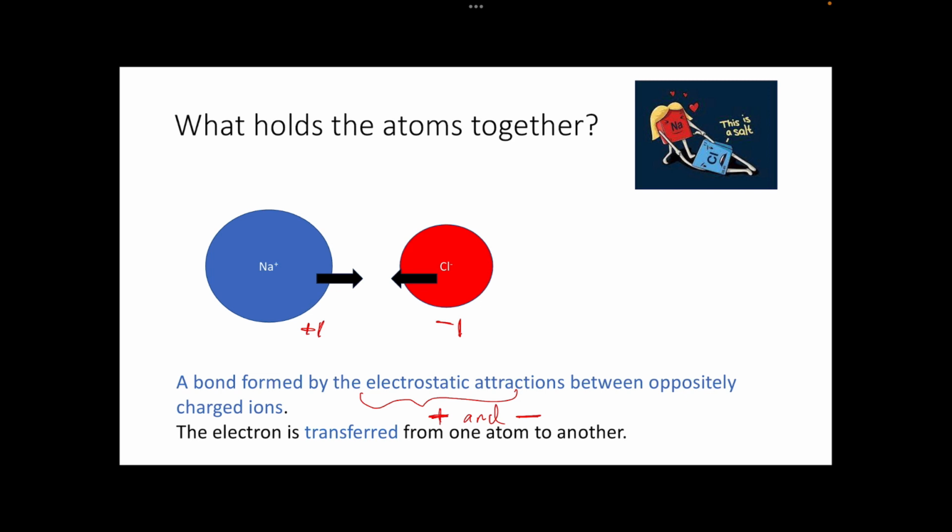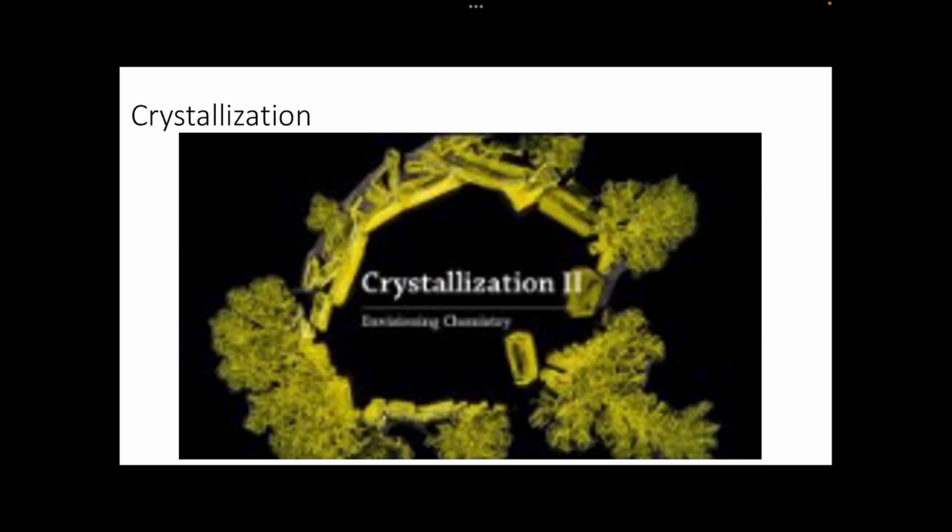What happens to make the ions is that the electron is actually transferred from one atom to another. So sodium is positive, chlorine is negative, so the electron went this way. Remember, electrons have a negative charge. So the sodium actually gave its electron to the chlorine there. And then it makes the bond. All right, and we will watch this in class, and that is it for this section.